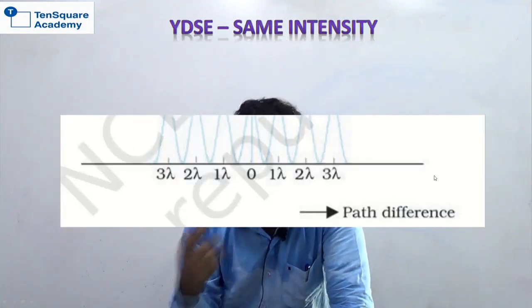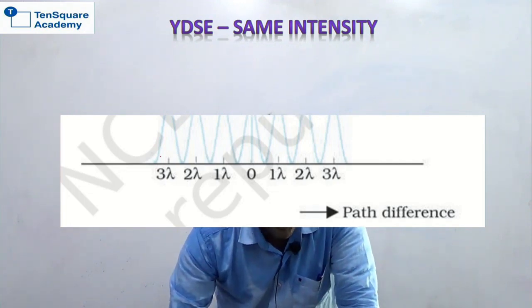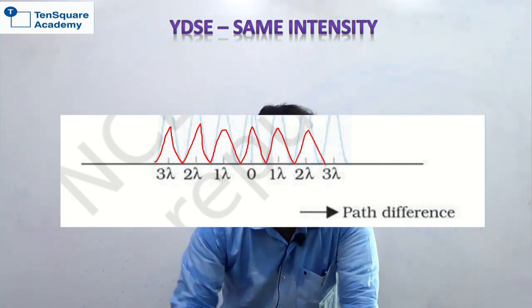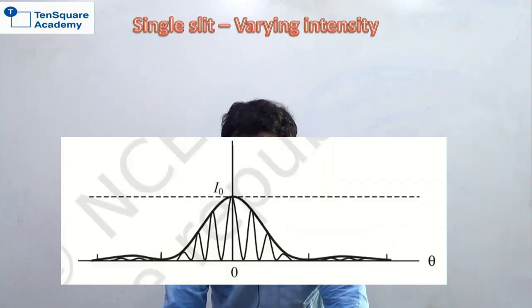And this is Young's double slit experiment. In this experiment, all the fringes have equal intensity. So, it is like this. Everything is equal. Okay. And now this is the single slit.